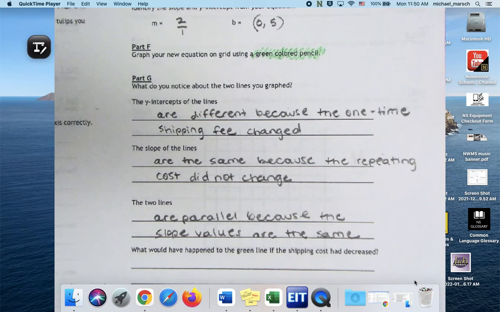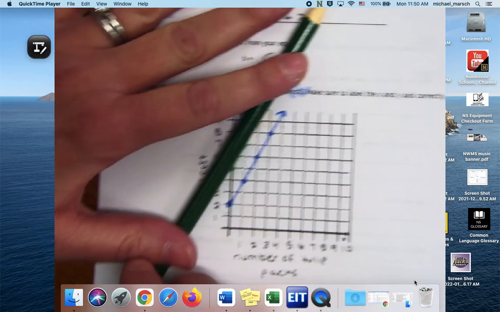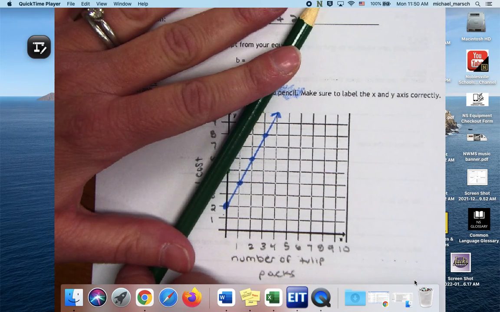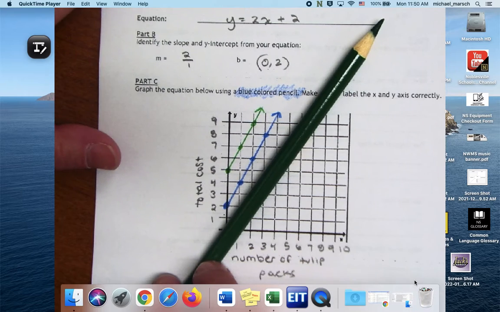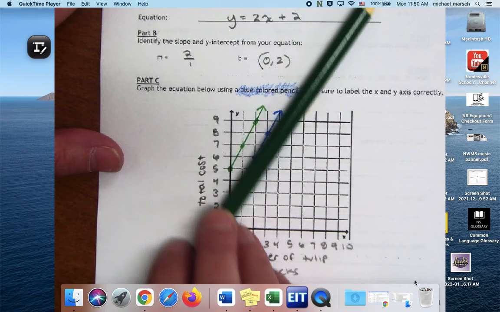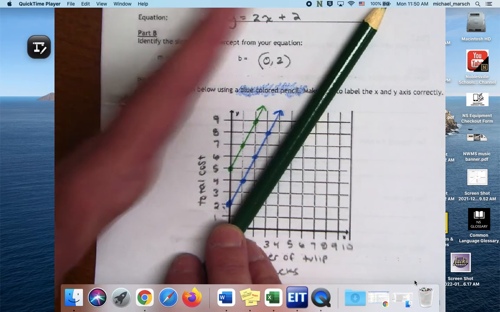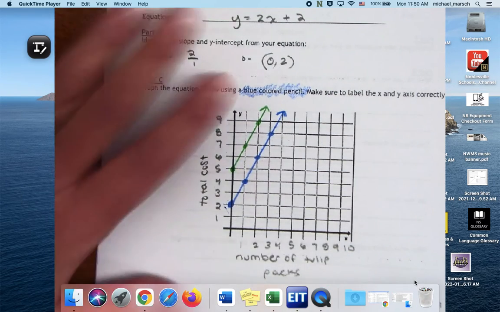No. This is what it would have looked like. If all of a sudden the shipping is free for a day, your green line just would have been right here. Right? So it's still parallel. It just shifted below because now you don't have that one-time fee to start out your order. All right?